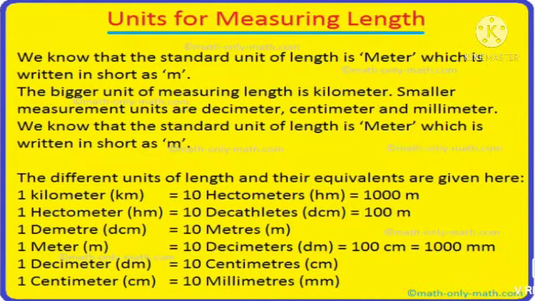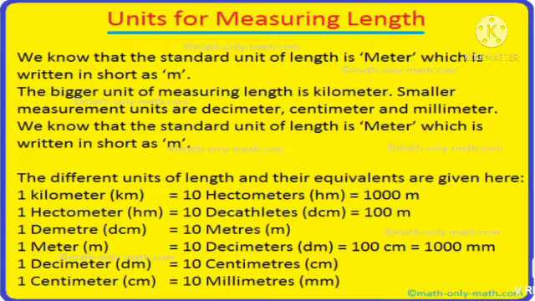And children, once again let's see the units for measuring length. We know that the standard unit of length is meter, which is written in short as m. The bigger unit of measuring length is kilometer. Smaller measurement units are decimeter, centimeter and millimeter. And here the millimeter is the smallest unit of measuring length. The different units of length and their equivalents are given here.